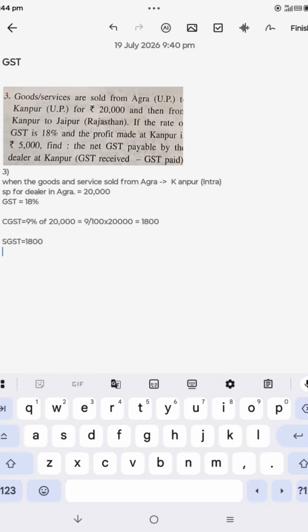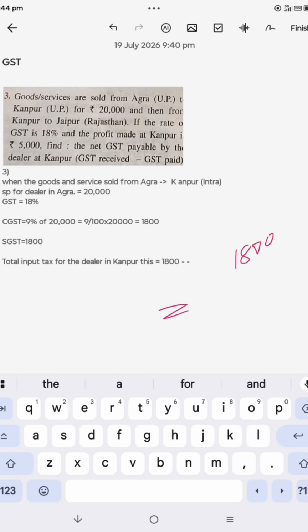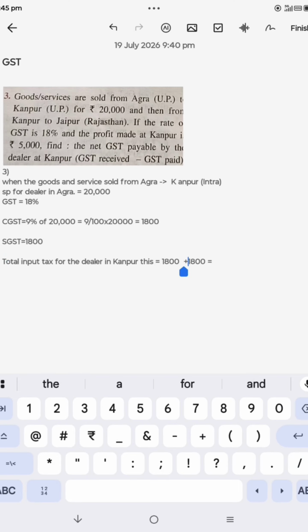ये जो है टोटल इनपुट, ये हमारा टोटल इनपुट टैक्स हो गया. The GST tax for the dealer in Kanpur is equal to 1800 plus 1800, that is equal to 3600.